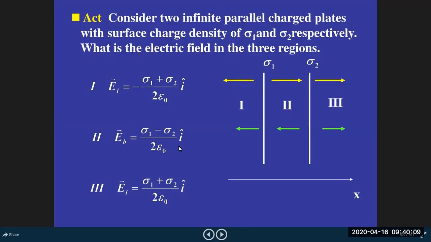Now, is there any mechanism by which we will have zero electric field at this region and zero electric field at this region, and maximum or non-zero electric field at this region? Is there any mechanism? Yes, of course. If you put equal and opposite charge density over the two plates, you will see that the electric field on either side of the plates will become zero, but the electric field in between the plates will be non-zero and equal to sigma upon 2 epsilon naught. So let us discuss.